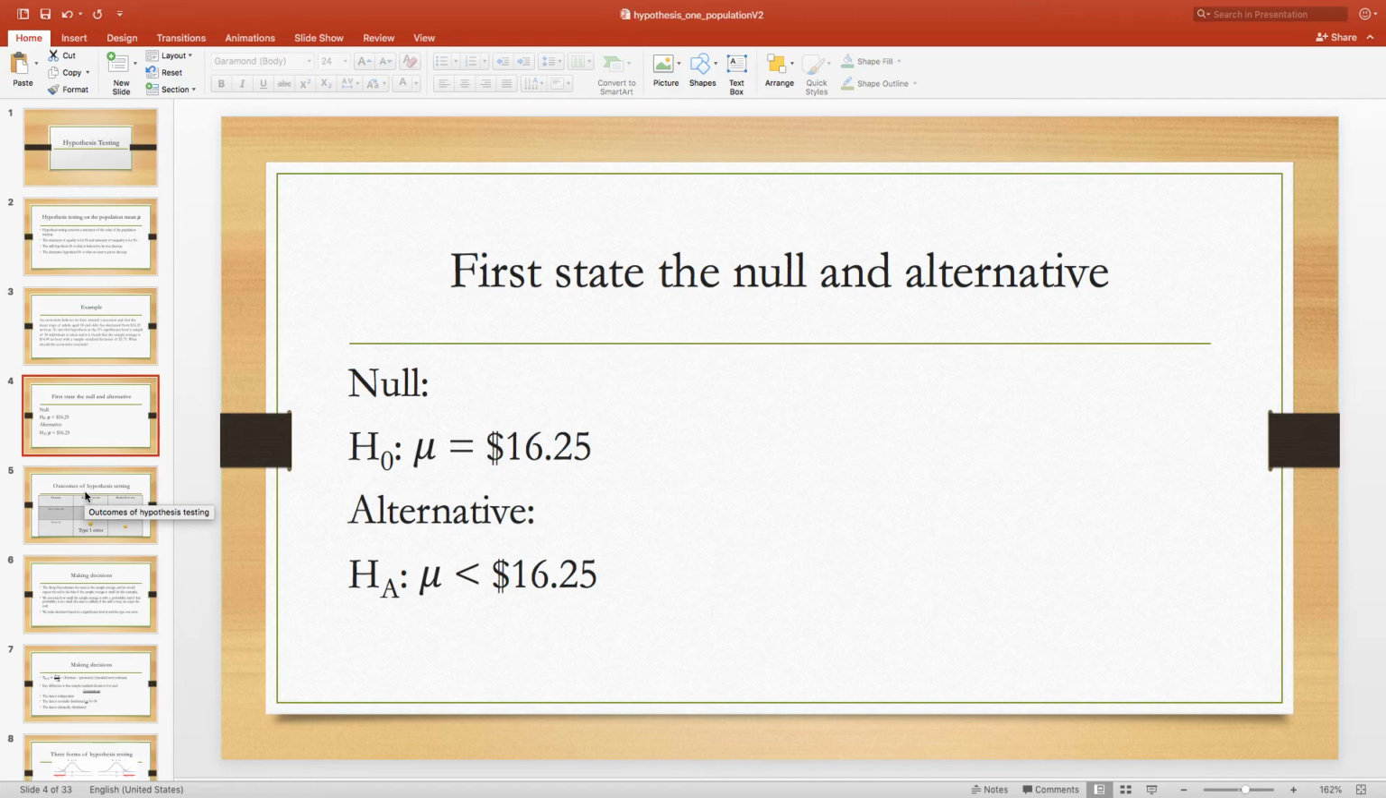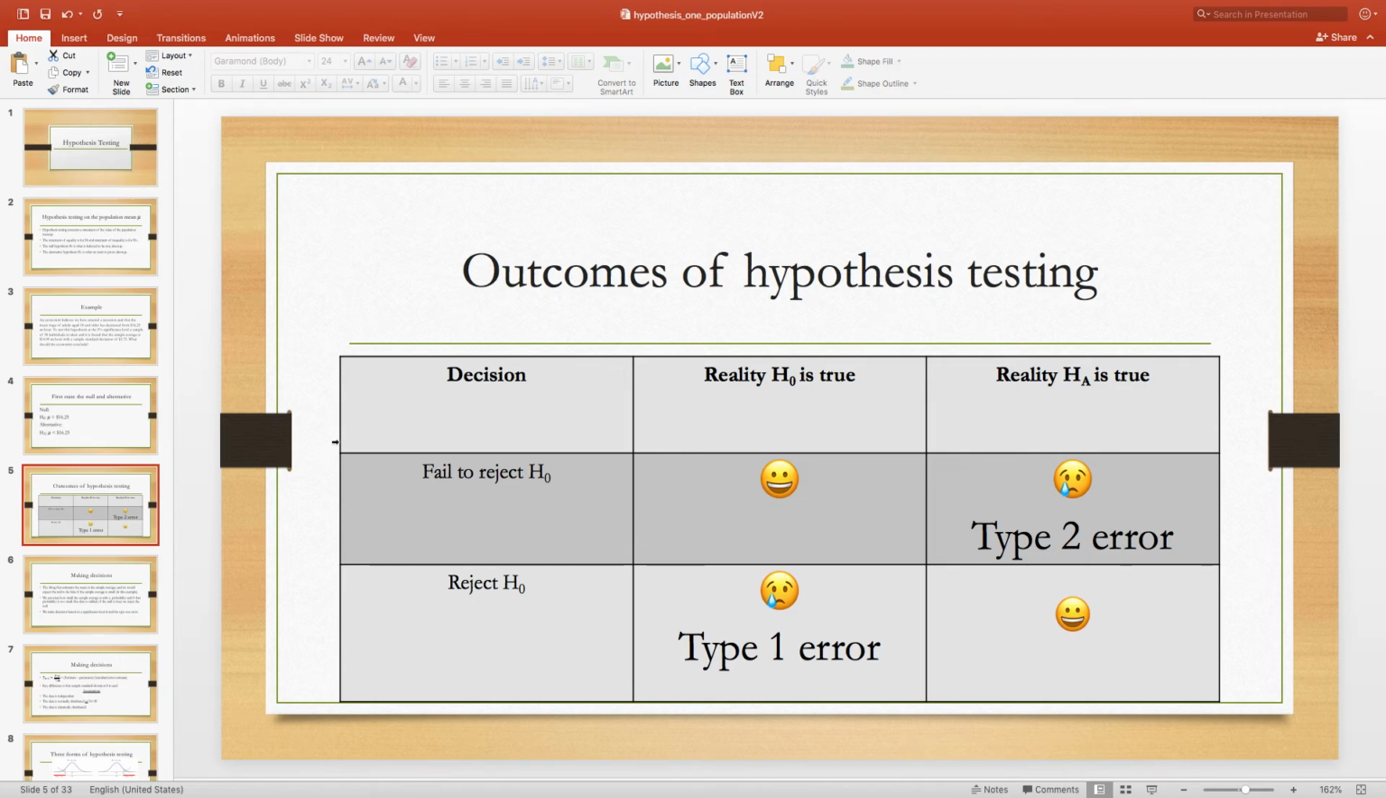Now, let me just talk about the outcomes of the decision. Okay. So there's a decision that you have to make that's reflected in this first column. The terminology that we use as statisticians is not that we accept the null hypothesis. It doesn't mean that it's true. The terminology we use is that we fail to reject the null hypothesis. And for practical purposes, you might say that we accept the null, but as statisticians, it could be that there's just not enough evidence to reject the null hypothesis.